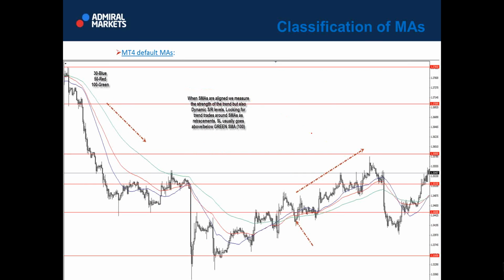Classification of MAs. In this method you will see 30, which is blue, 50, which is red, 100, which is green. When SMAs are aligned, we measure the strength of the trend but also dynamic support resistance levels, looking for trend trades around SMAs as retracements. Stop loss usually goes above or below the green SMA.